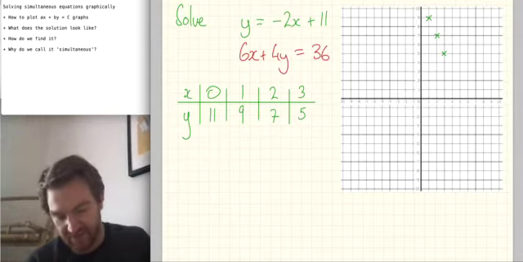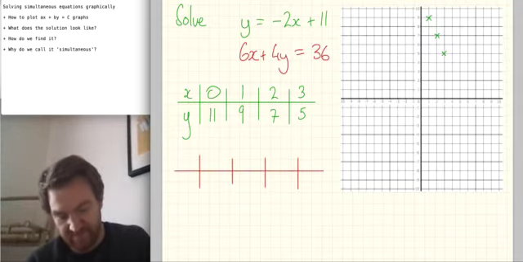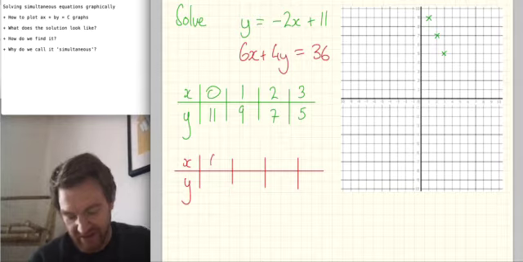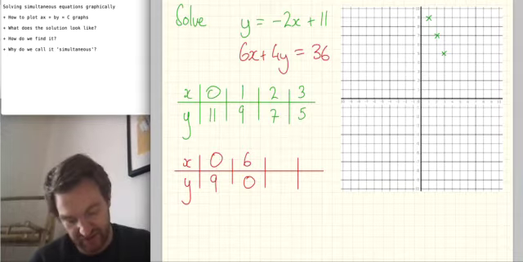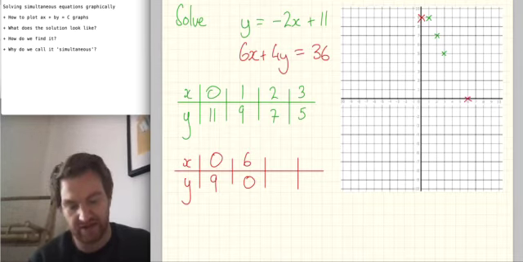Second graph, the one in red, let's draw a little table. Again, notice I'm just quickly sketching those tables. They don't have to be super amazing. Let's try if x was 0, well, y would be 9. And if y was 0, x would be 6. And that's a nice quick one. So that's given us two nice easy points. We've got (0, 9) and we've got (6, 0). So that one's worked out quite nicely.